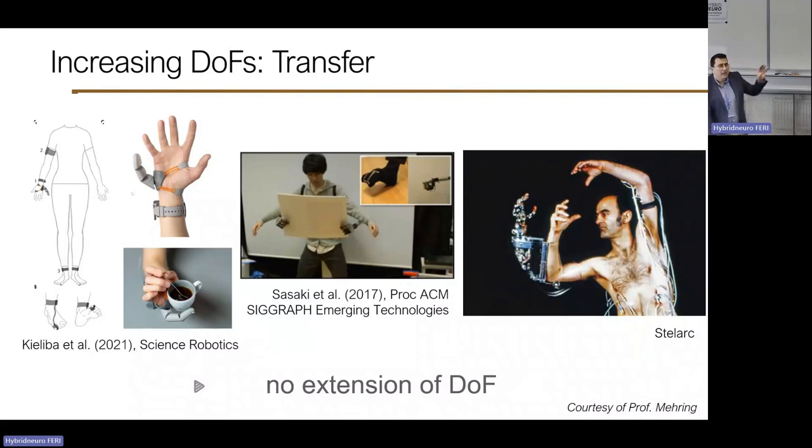He worked with a number of others, and he worked on this well before augmentation came into fashion. These are more than 20 years ago. All right, so these are all examples of augmentation by transfer. We use other degrees of freedom to move additional ones, but the total count from the functional point of view doesn't change, right?